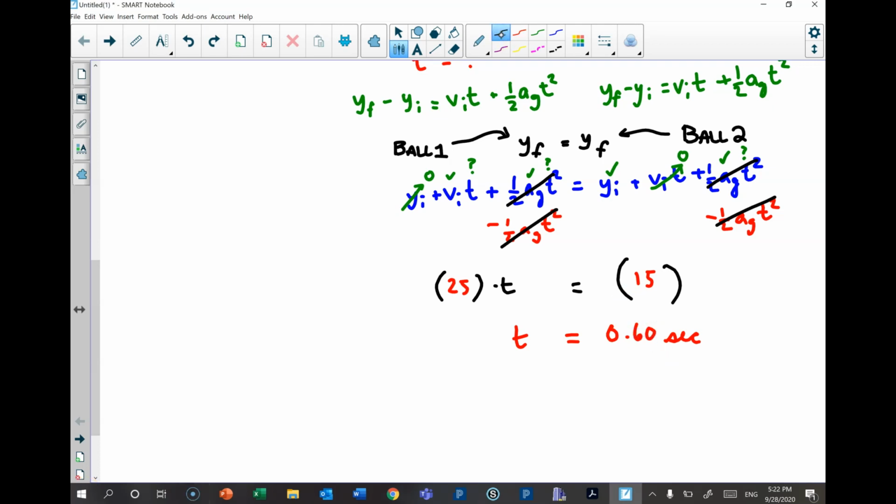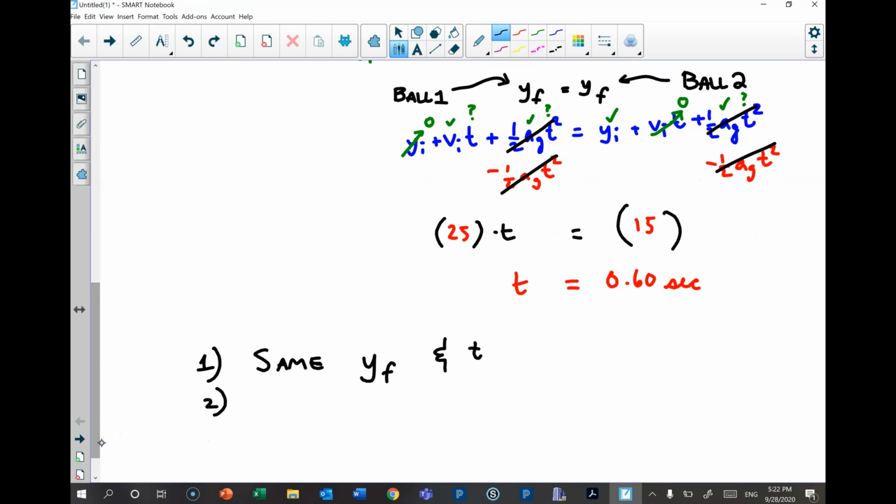So what was the trick here? The trick was we had to realize that the two objects had certain quantities that were the same, y final and the same time. That was one trick. The other trick, we had to realize that we needed to separate the givens for the two objects. That's another key for this question. Separate the given values.